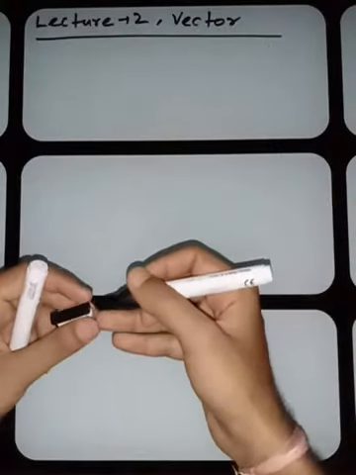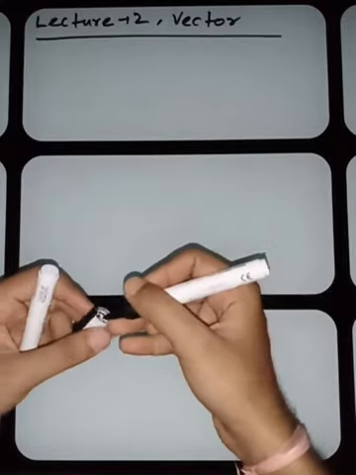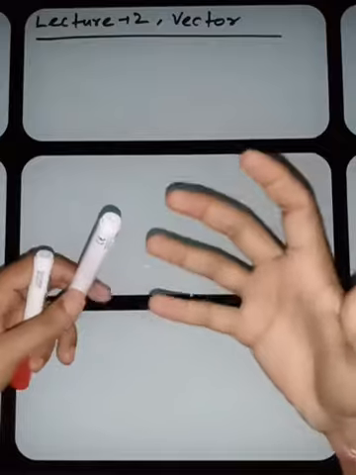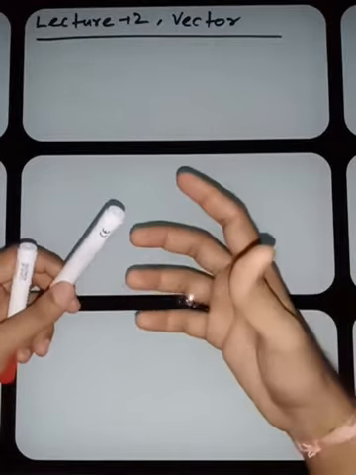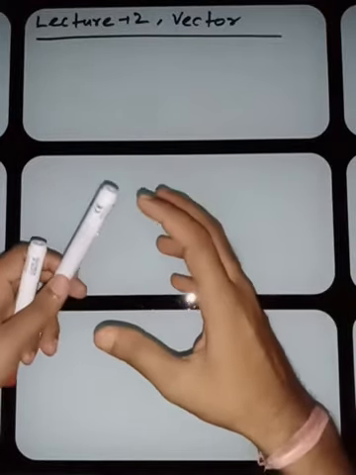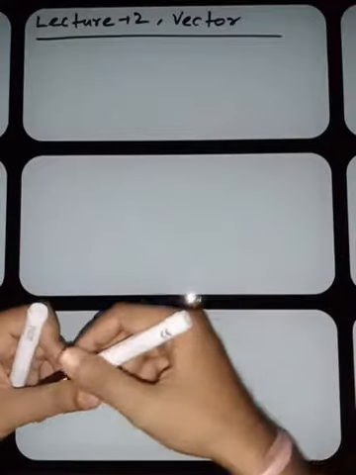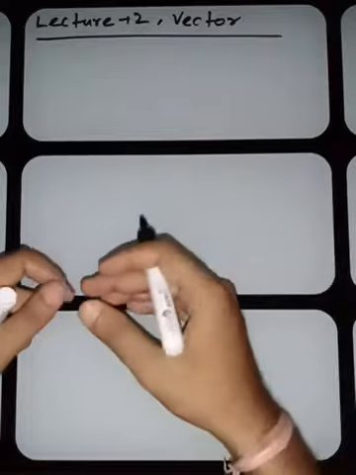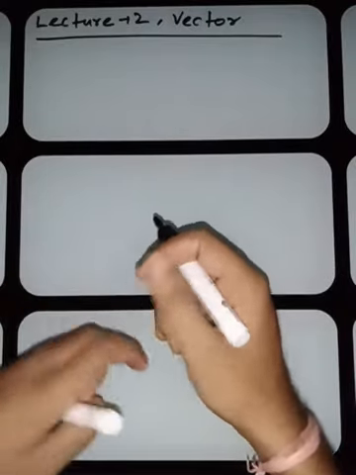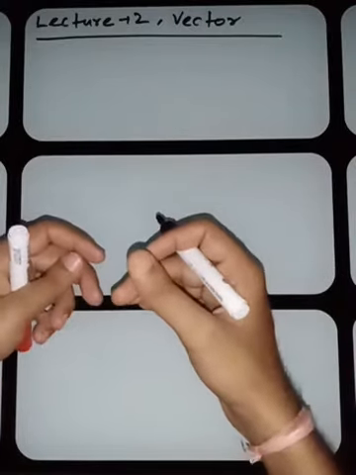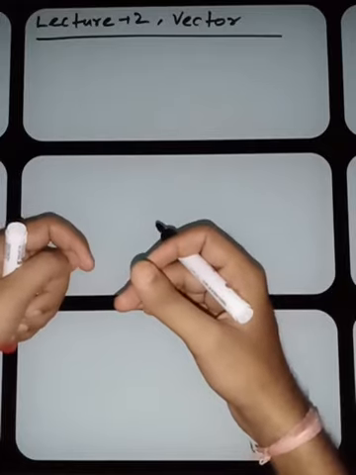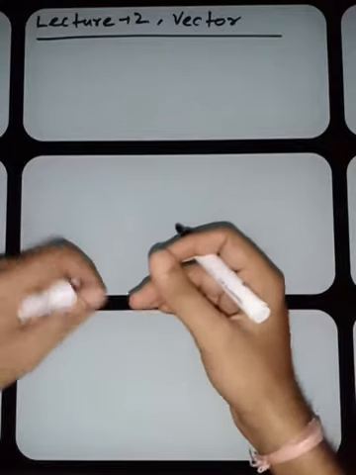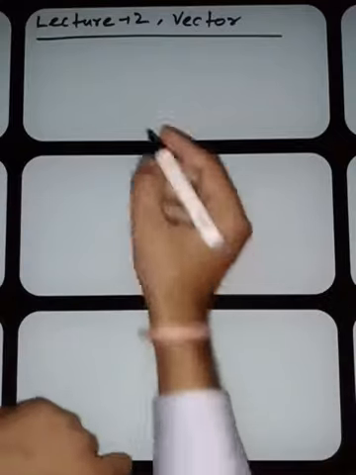Students, today's lecture will start with how to find the unit vector if any displacement vector is given. We have studied till here that the unit vector can be obtained by dividing any vector by its magnitude, and we have studied how to find the magnitude of any vector. Suppose we have a vector a.